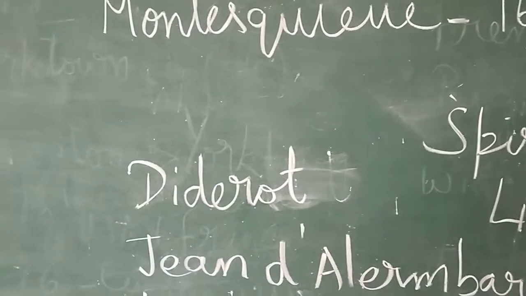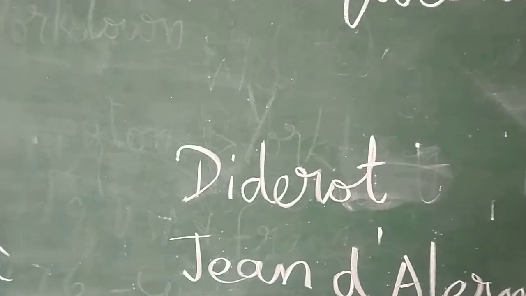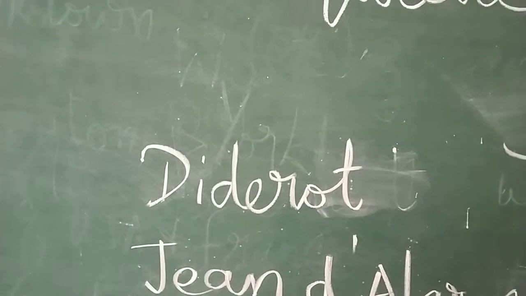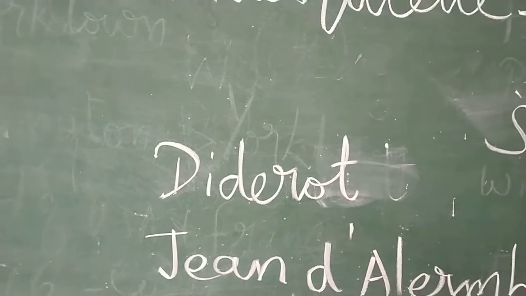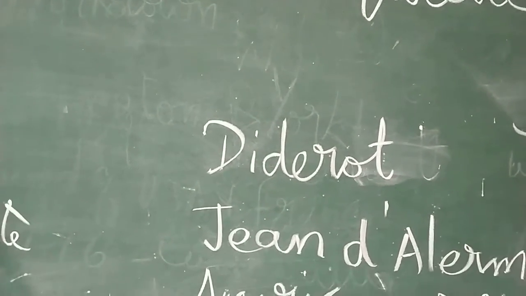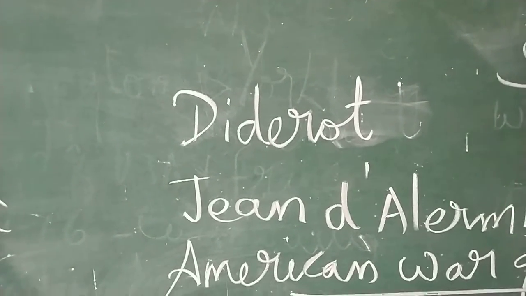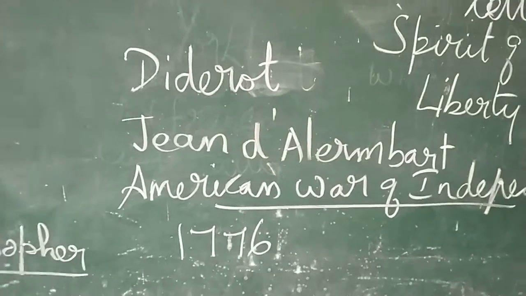So as I said, the Encyclopedia in Paris during this period was by Diderot and Jean d'Alembert. These are the two philosophers and thinkers who opposed religious intolerance and political and social privileges. These are the ones behind the Encyclopedia of France.